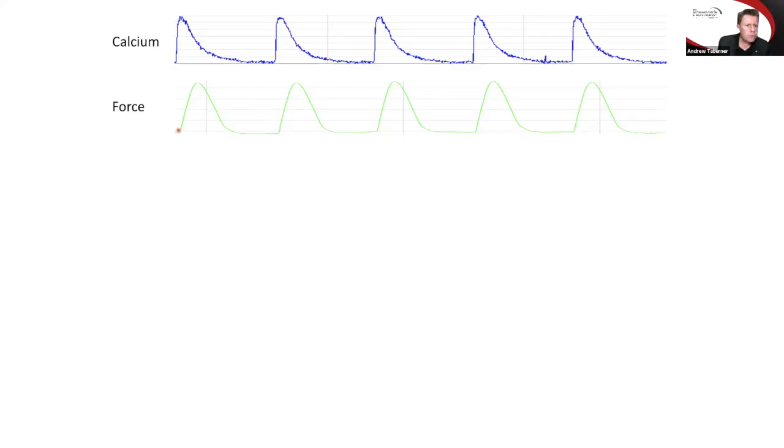And here's the force that the muscle fiber produces, and that's in the millinewtons range. So maybe a maximum of 10 millinewtons for a typical specimen. Notice that the force lags the calcium ions flooding into the cell, and then the force builds up. And as the calcium ions die away, the force also dies back.